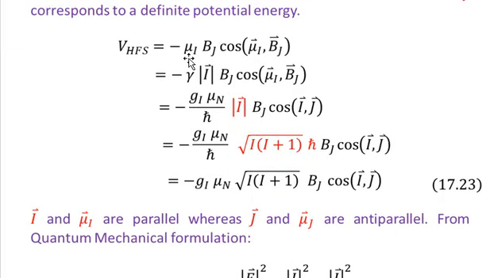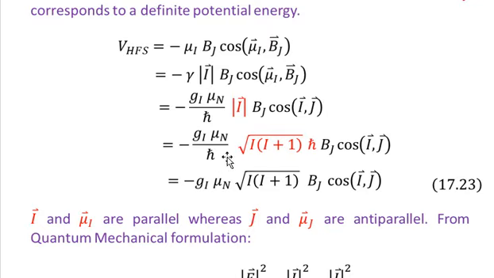And you can put the value of mu I, where mu I is equal to gamma times the magnitude of spin angular momentum I. So mu I has been replaced in the second step by gamma and the magnitude of vector I, and the rest of the quantities are the same, that is Bj into cos of the angle between mu I and Bj. In the third step, I have substituted the value of gamma, which is g_I into mu_N over h bar. So the magnitude of vector I is the same, and the rest of the quantities are the same.